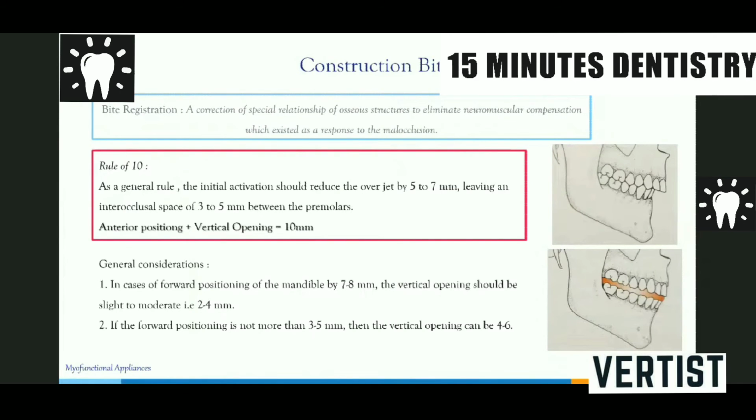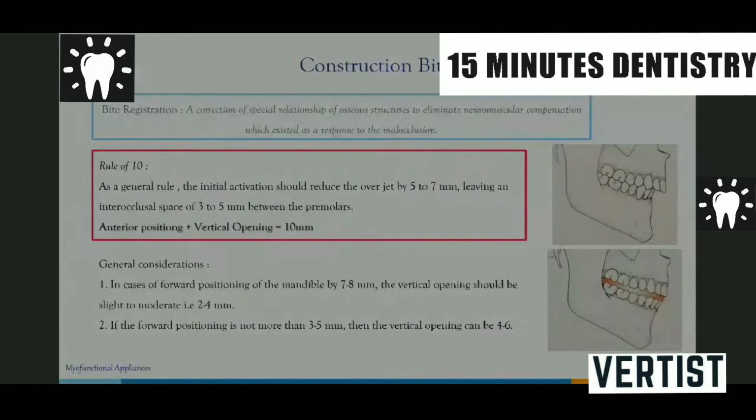What is the rule of 10? As a general rule, initial activation should reduce the overjet by 5 to 7 millimeters, leaving an interocclusal space of 3 to 5 millimeters between the teeth. So this is basically the rule of 10, where anterior positioning and vertical opening should total 10 millimeters. So as a general consideration, in case the forward positioning of the mandible is by 7 to 8 millimeters, the vertical opening should be slight to moderate, around 2 to 4 millimeters. If the forward positioning is not more than 3 to 5 millimeters, then the vertical opening has to be around 4 to 6 millimeters.